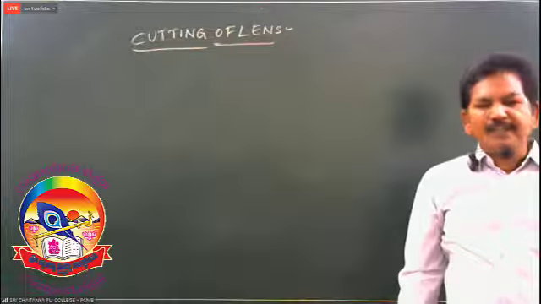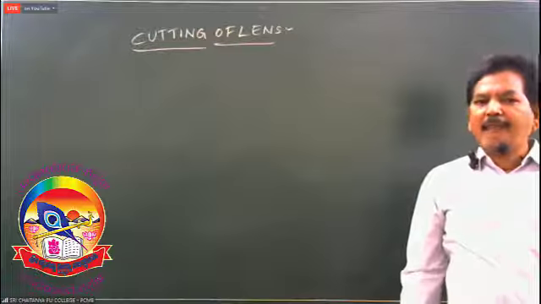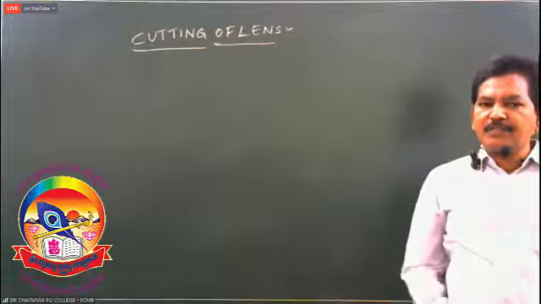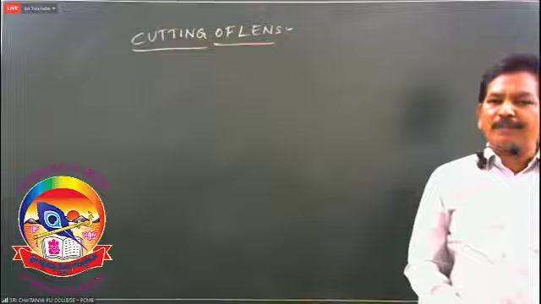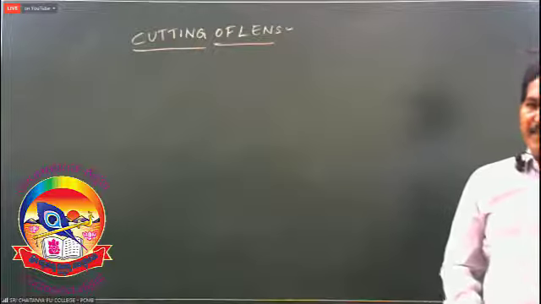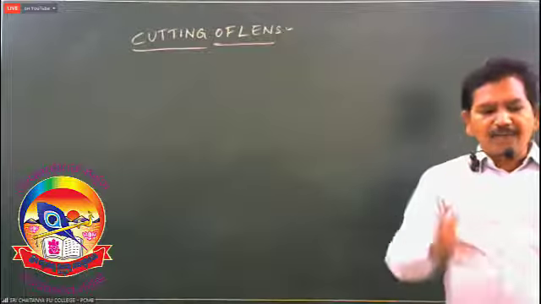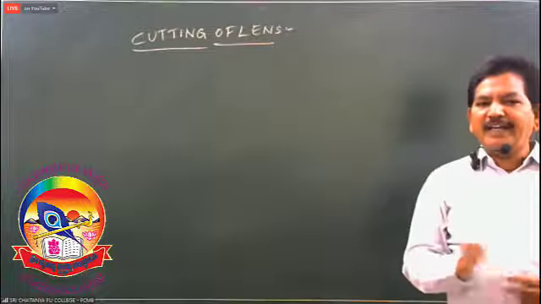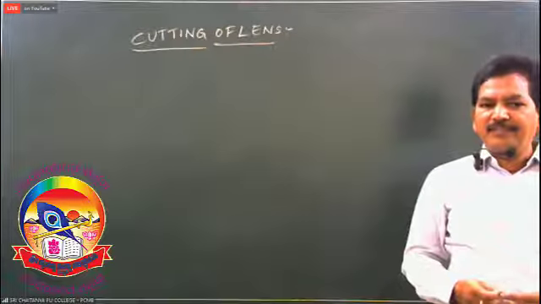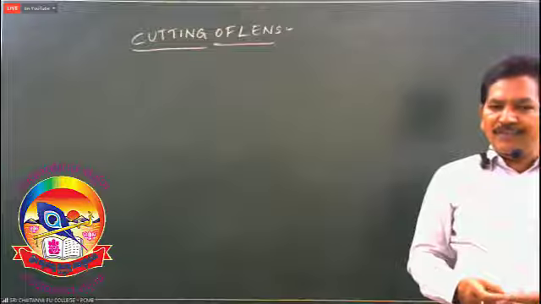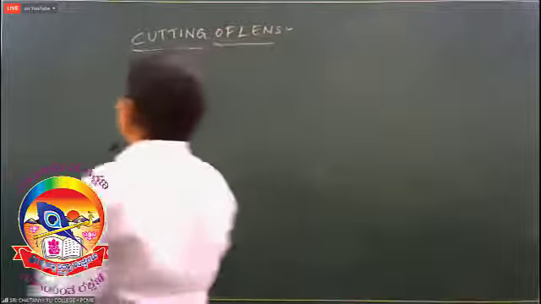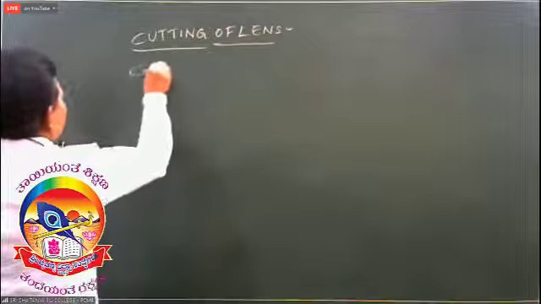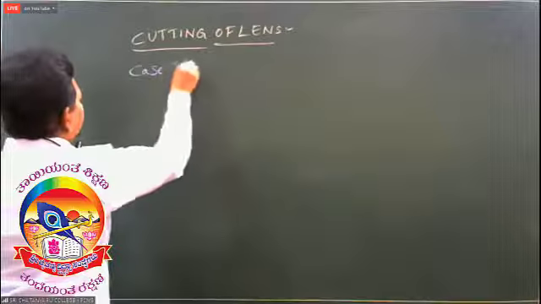Case 2, cutting the convex lens parallel to the principal axis. What happens to the focal length and what happens to the radius of curvature. Once again, after cutting the lens, we can arrange them in different ways. Then how the effective focal length can be calculated. Now let us consider case 1.